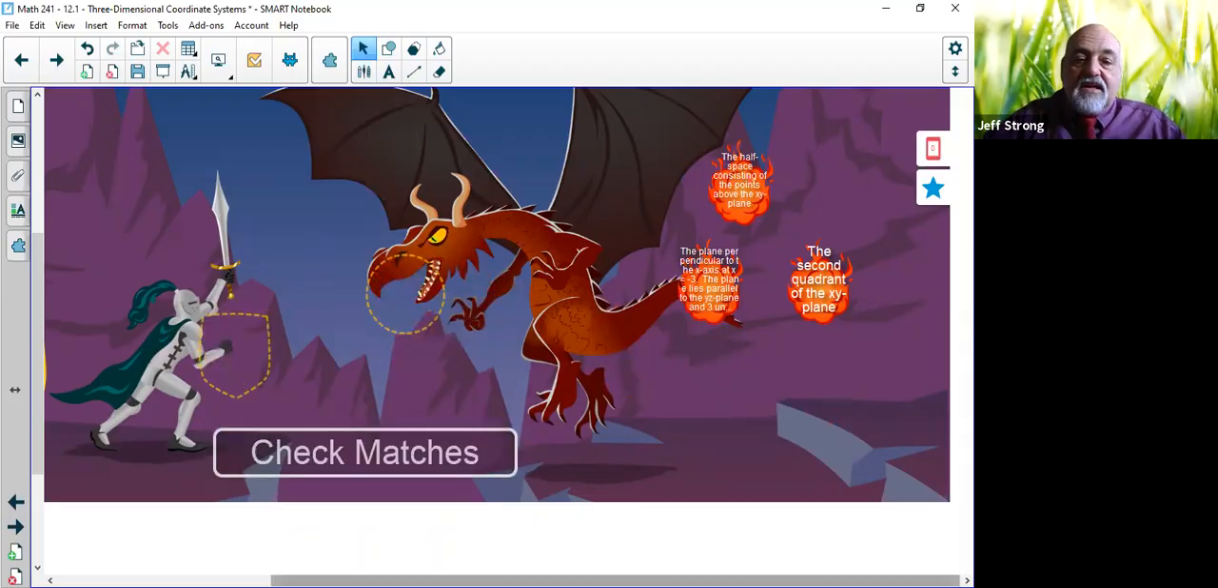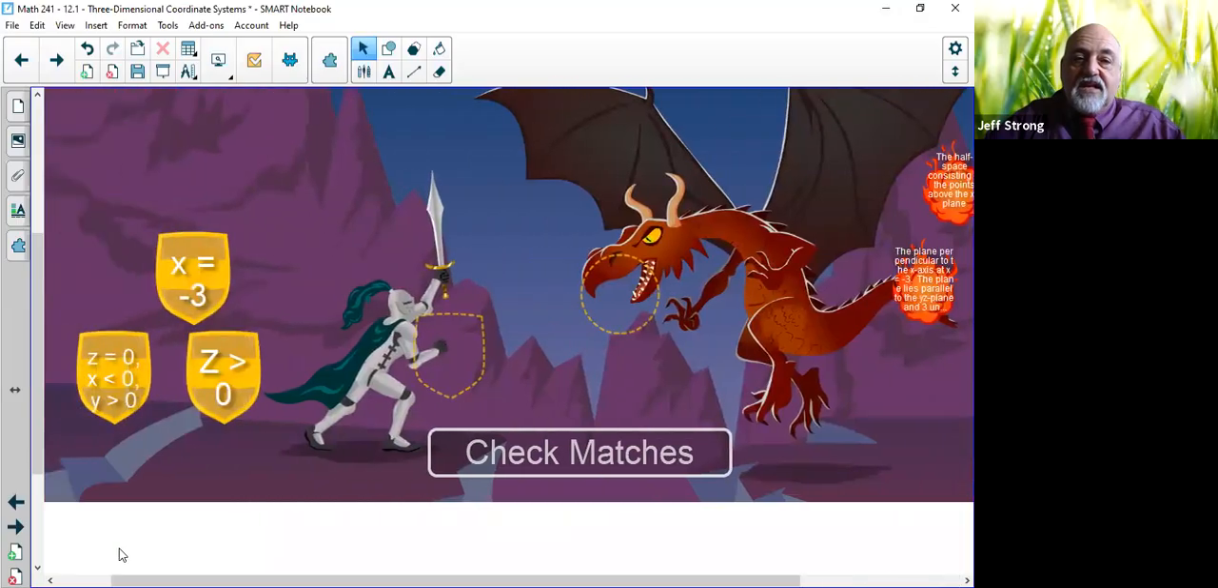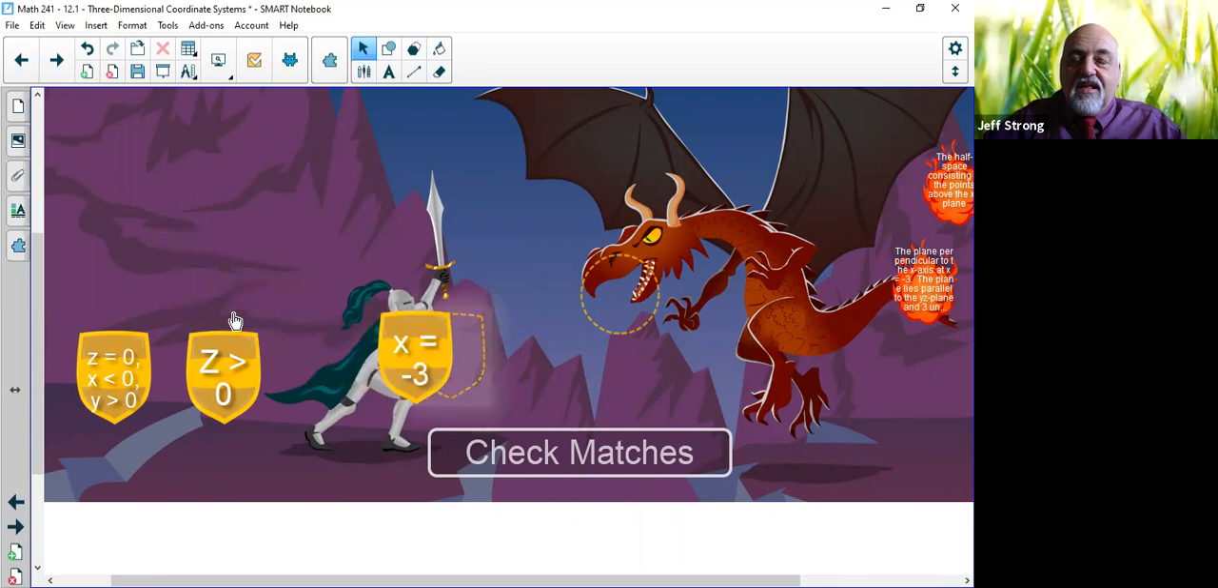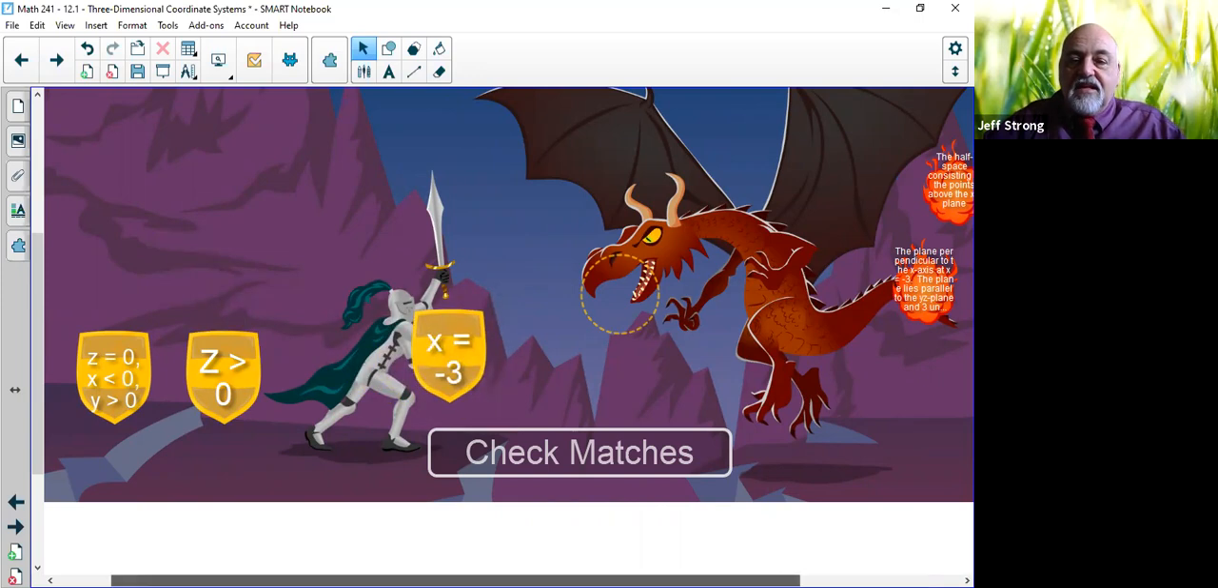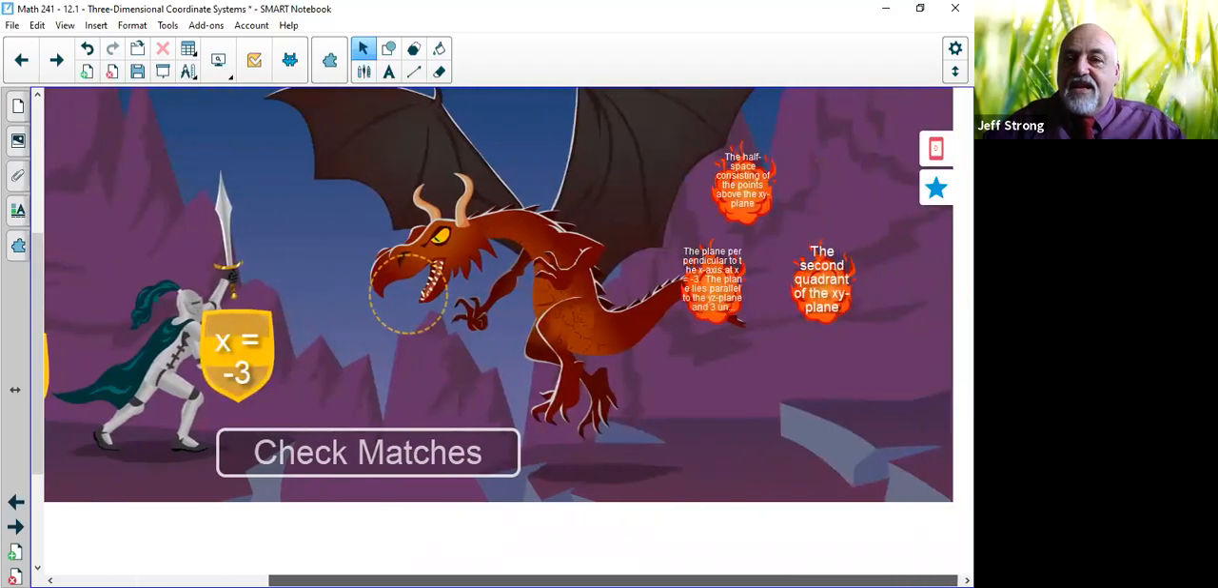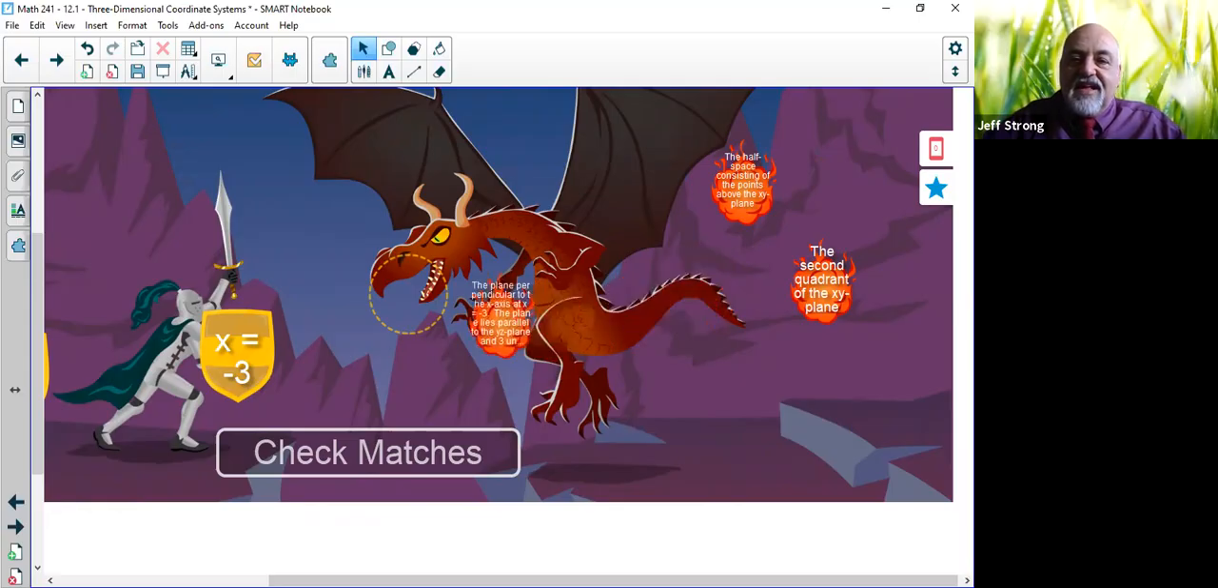All right, and next, x equals -3. Let's see what would describe that. x equals -3. The line perpendicular to the x-axis at x equals -3. The plane lies parallel to the YZ plane and 3. All right, so let's try that.